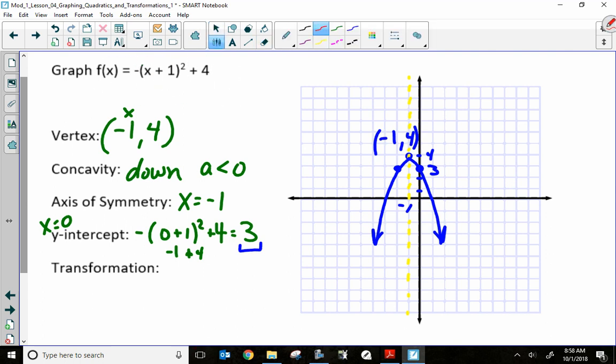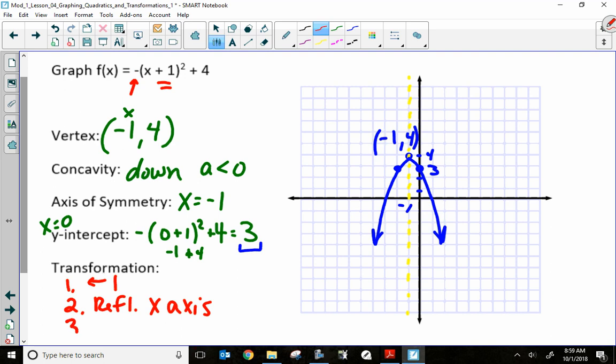Does it move left or right? Yes, this tells me that it's moving left 1 spot. It is not going to stretch or compress because there's no number out front, but there is a negative sign out front, which tells me it reflects over the x-axis.